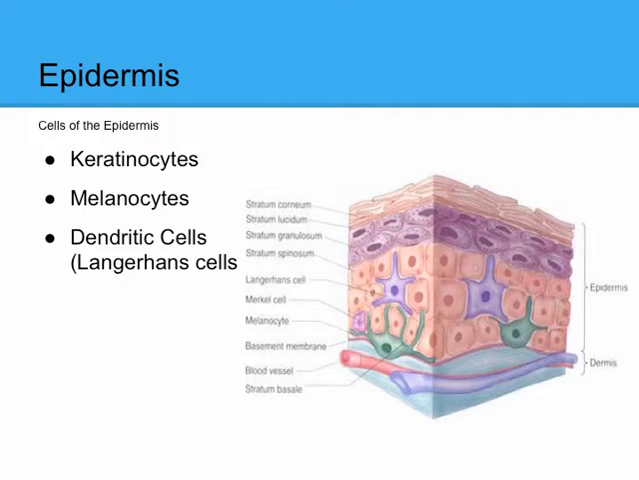In the very bottom layer, there are also some melanocytes whose little arms reach up into the layers above them.